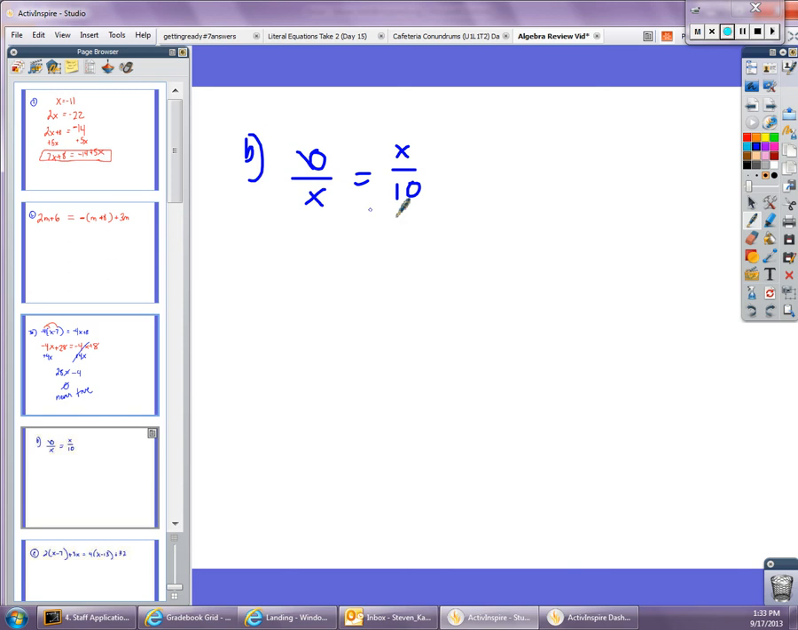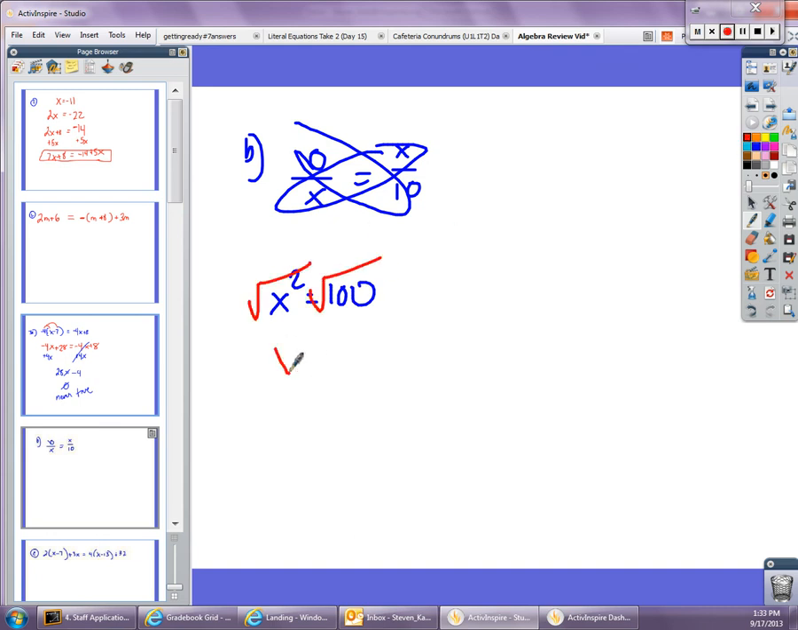Here, for b, it's a proportion. I'm going to cross multiply. You get x squared equals 100. Then you're going to square root both sides, and you're left with x equals 10. That means the equation is sometimes true.